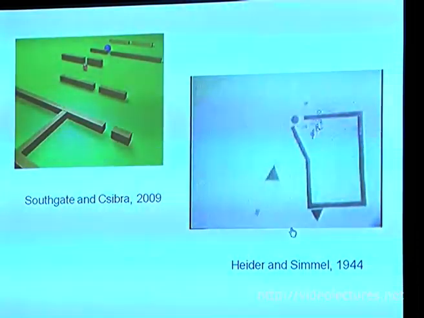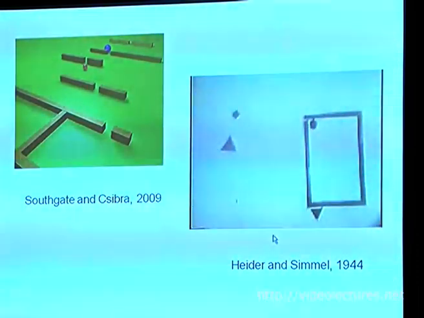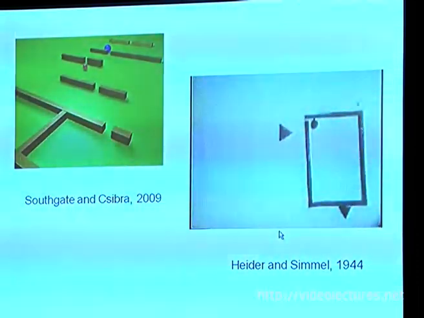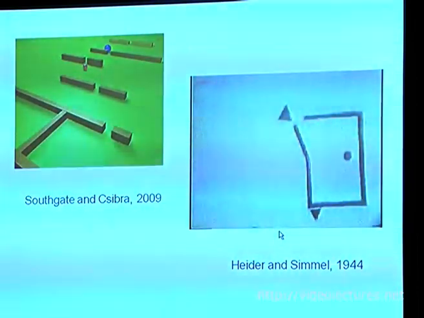It looks like a social interaction, right? People are laughing. It's a little nervous, right? The big triangle seems like he's kind of bullying and beating up the little triangle, and the little circle is hiding, and now after the little triangle is slightly chased away, the big triangle is going after him.